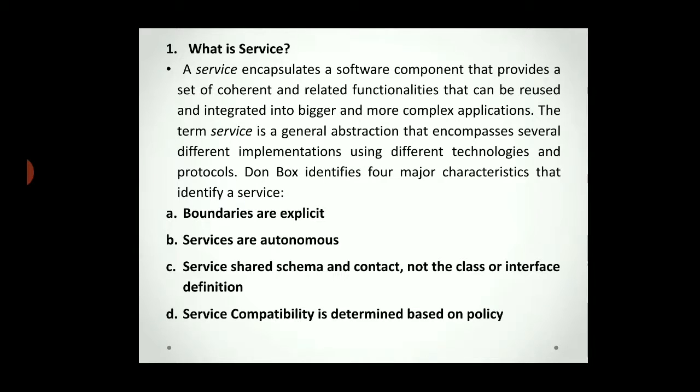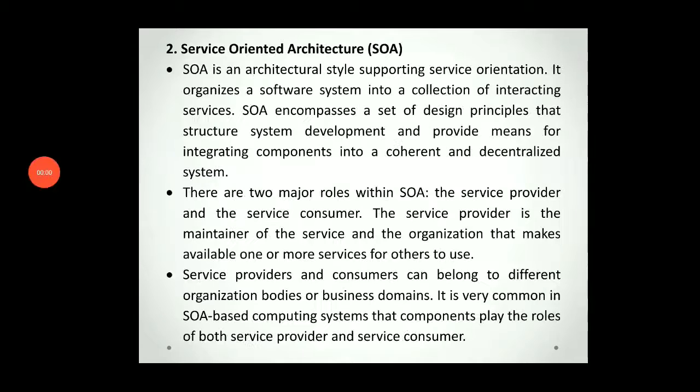Box identifies four major categories that identify a service. Boundaries are explicit, services are autonomous, services share schema and contract, not the class or interface definition, and service compatibility is based on policy.